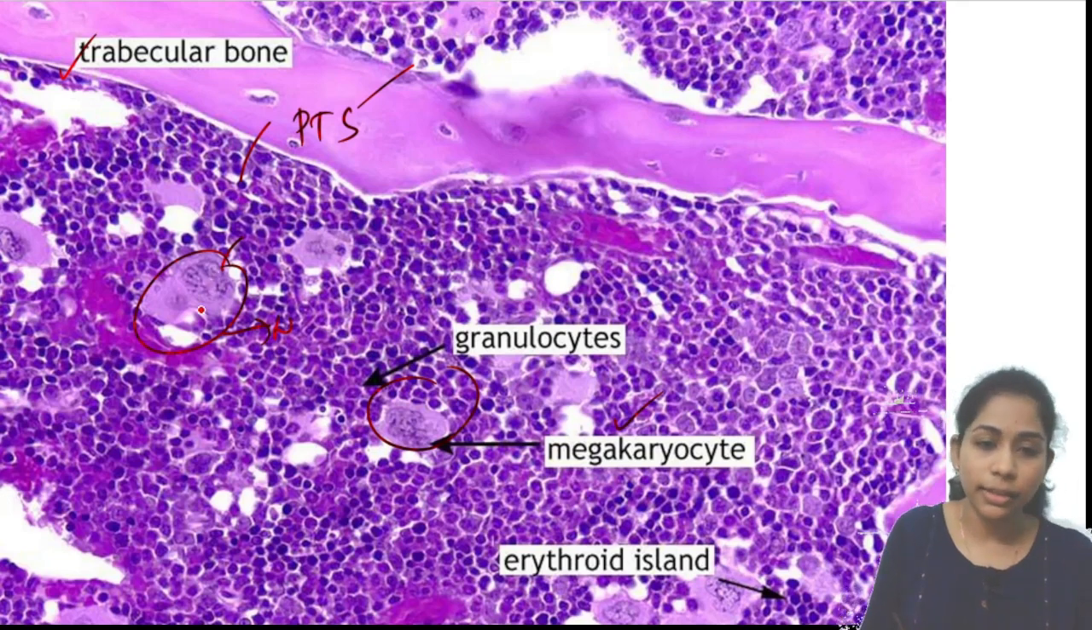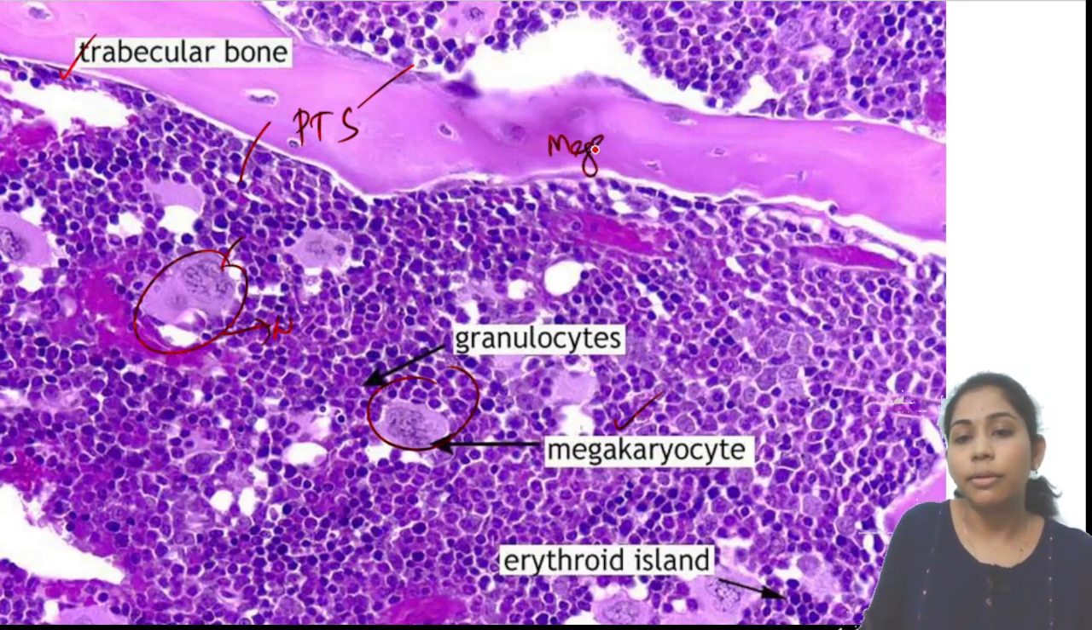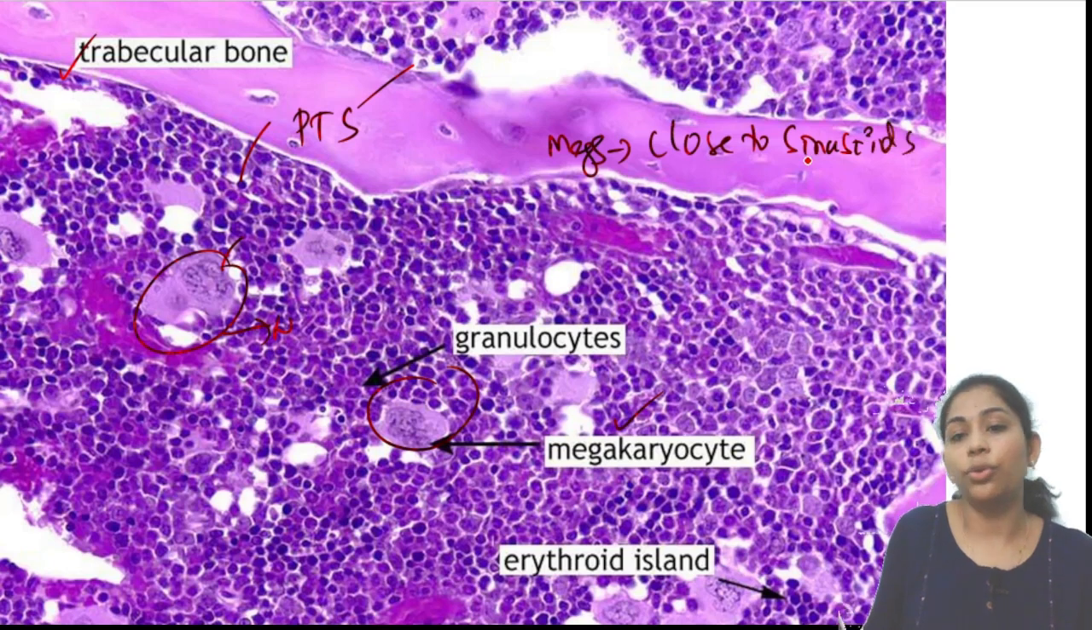Normally, these megakaryocytes, the mature ones, you'll see in the center. That is not the point. These megakaryocytes will normally be present close to sinusoids. This is the point I want you to know. Close to sinusoids and arteries.